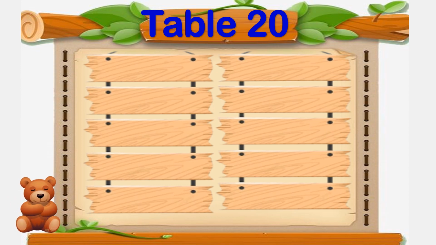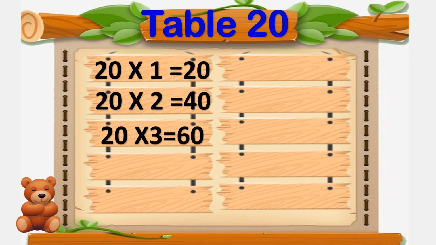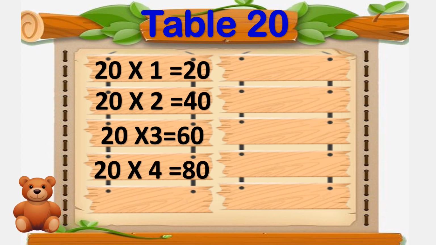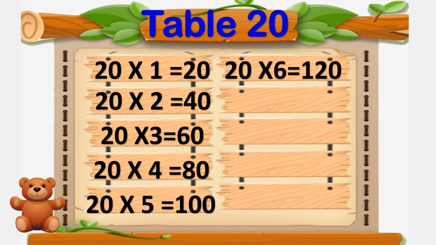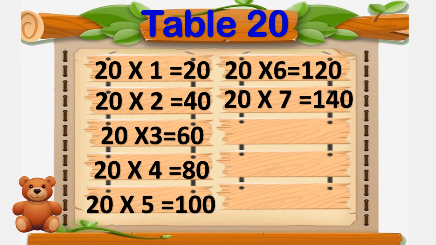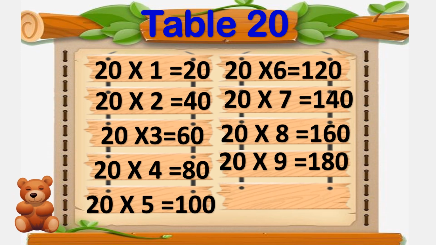Table of 20. 20 ones are 20. 20 twos are 40. 20 threes are 60. 20 fours are 80. 20 fives are 100. 20 sixes are 120. 20 sevens are 140. 20 eights are 160. 20 nines are 180.